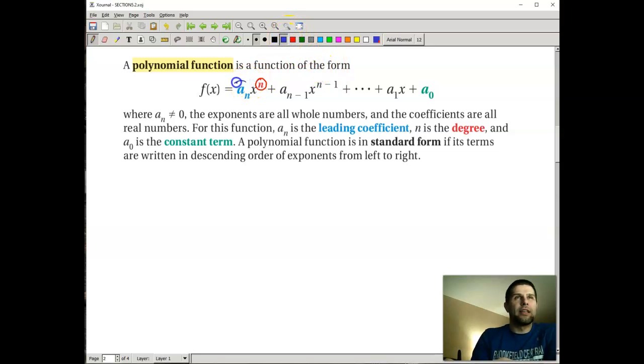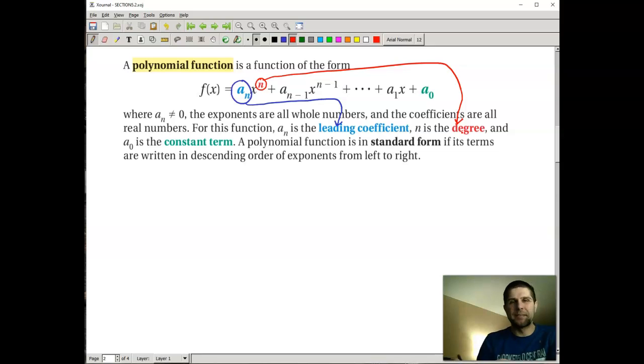The term right here, this constant term, is called the leading coefficient, and that's important. And this number right here, this n number, is going to be called the degree of the polynomial. And that's the largest exponent that you're going to see in the terms.